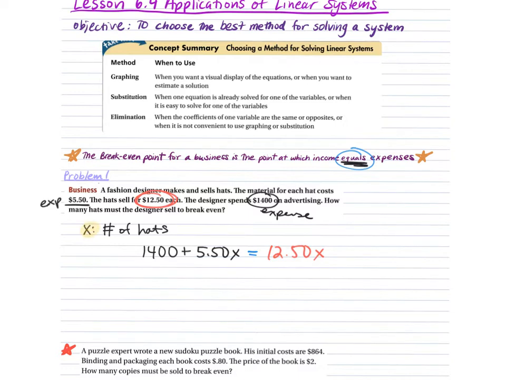Okay, so let's get the x's alone. So let's subtract 5.50x from both sides. And so this goes away. We have 1,400 here. And then 5.50 to 12.50 is 7. So it's just 7x. We can just divide by 7. And right, this cancels, makes it 200. So 200 hats is the break-even point.